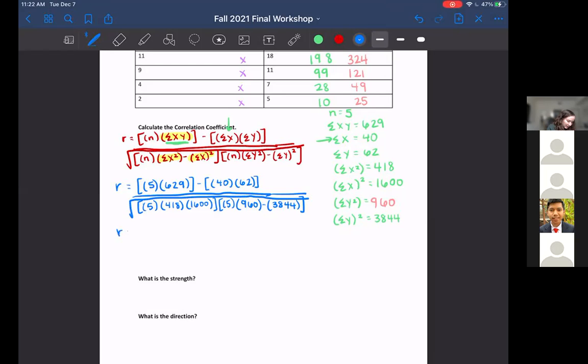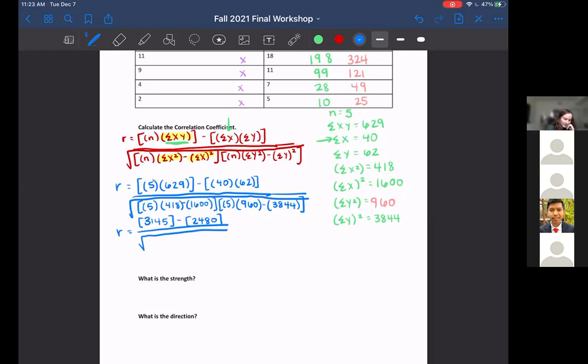So what is 5 times 629? 3145. Yes, 3145, good. And then what is 40 times 62? 2480. Good, 2480. Perfect, thank you. Okay, so then let's multiply everything. Let's do the bottom part. So this is supposed to have a minus right here.